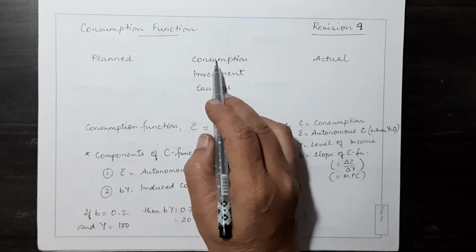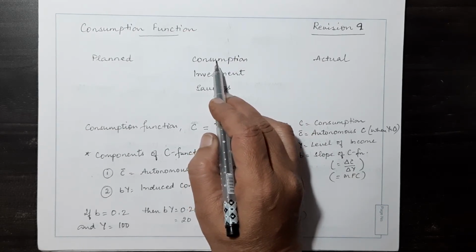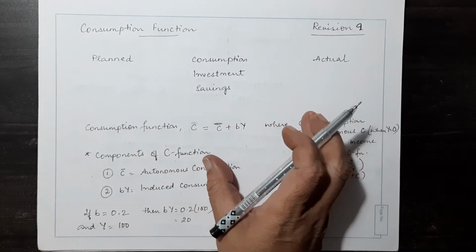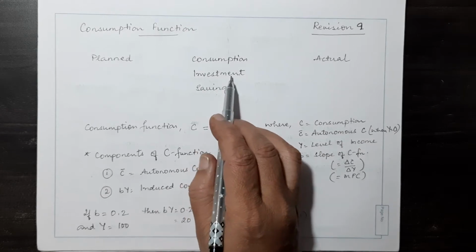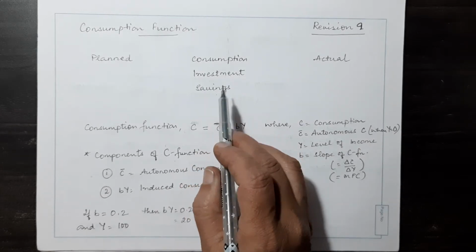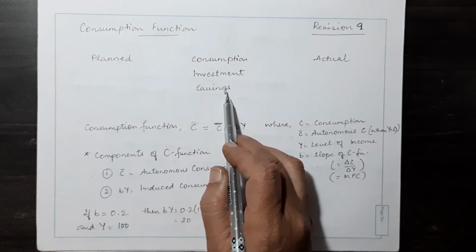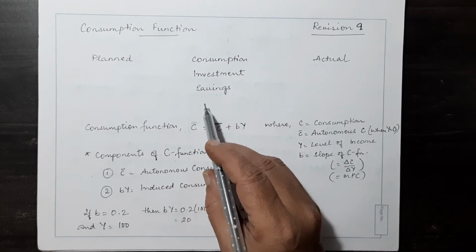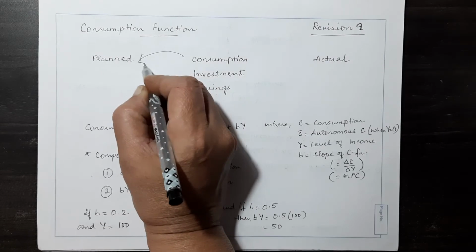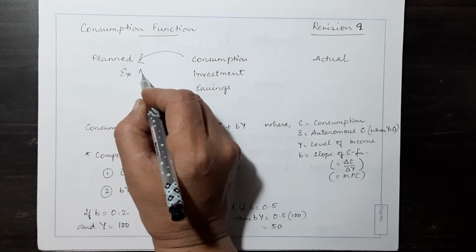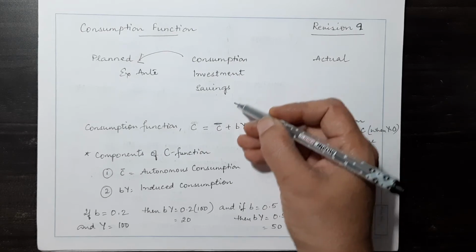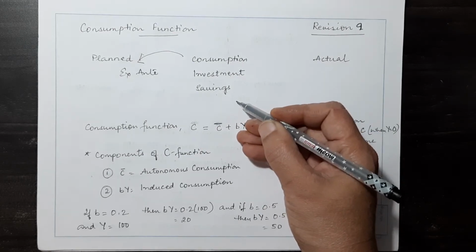Before the actual consumption is made, we plan the consumption, how much we are going to consume or how much we are going to invest, and also how much we are going to save. So, the plan that is made to consume, invest and save is called the ex ante consumption, ex ante investment and ex ante savings.